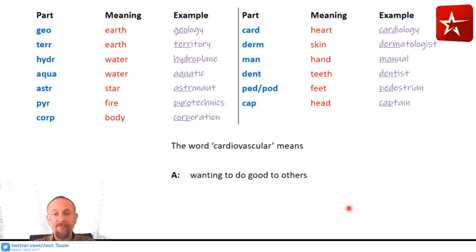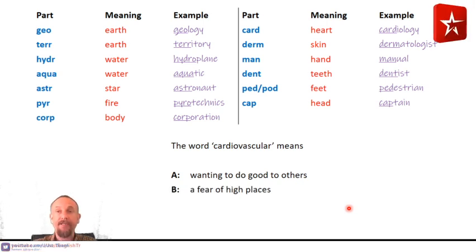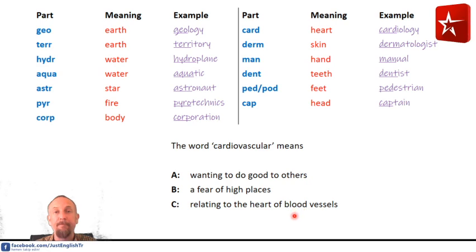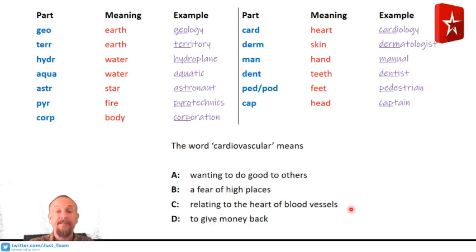We have A, wanting to do good for others. That's a typo. We have B, a fear of high places. C, relating to the heart or blood vessel. It's not blood. Lots of students say blood. It's very short. It looks like it should be long, but it's blood. Blood vessels. And then to give money back.